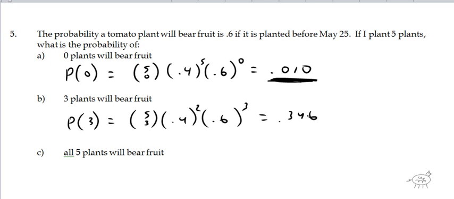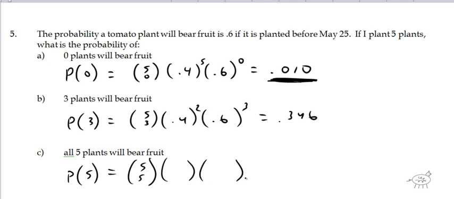And all of them will bear fruit. Well, that's the probability of all 5 bearing fruit. So it's 5C5. Now, what do you think? Is that going to be higher or lower than 0.346? I think it's going to be lower, because 3 out of 5 is about 0.6. So that should actually be the closest one to the probability, or the highest probability, because it should be about 0.6. Right, 3 out of 5.